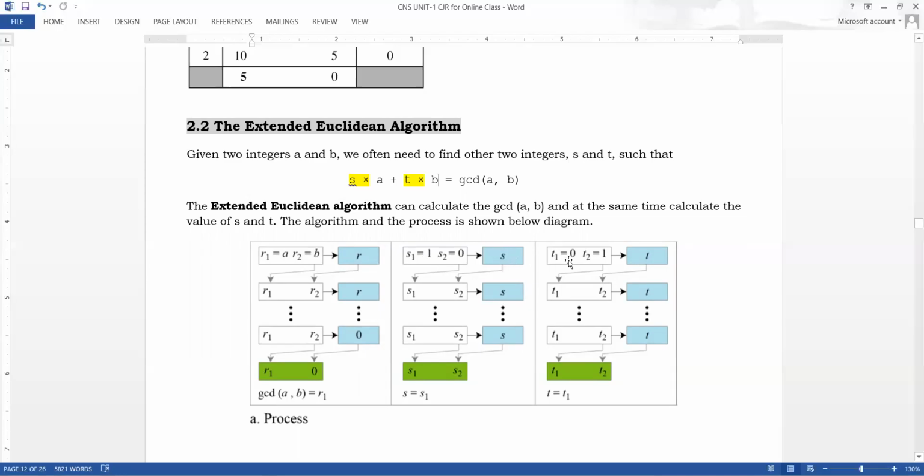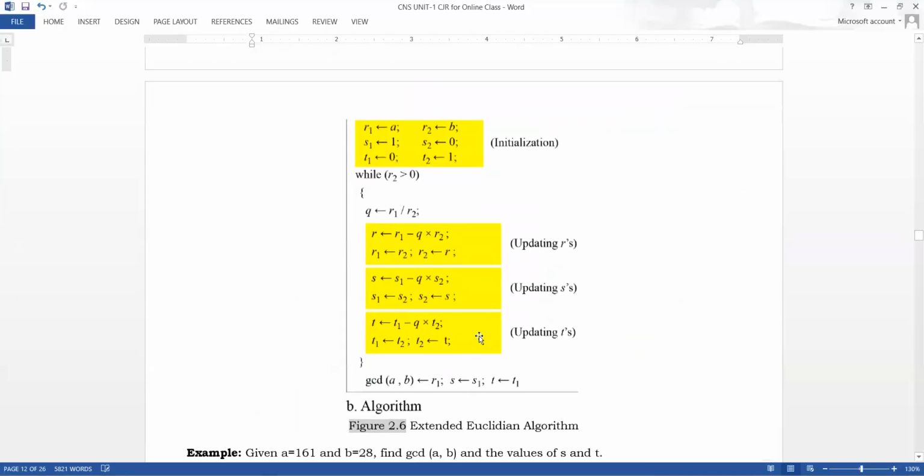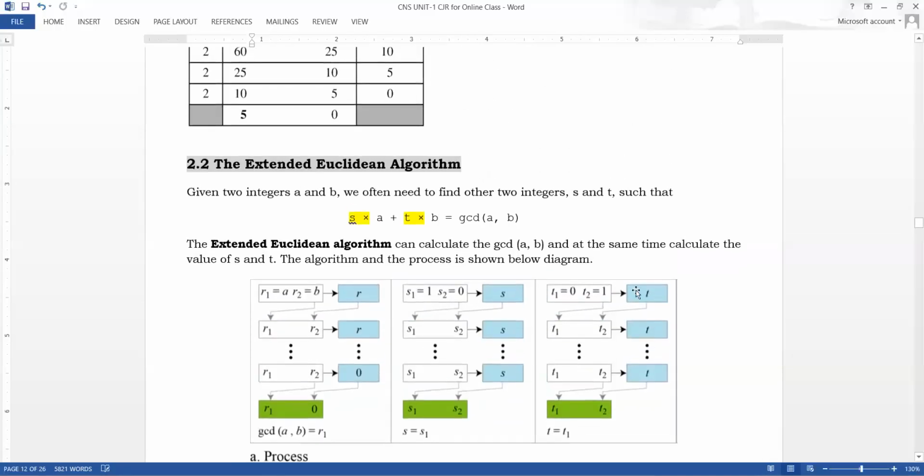In the same way, T1 equal to 0, T2 equal to 1. So you have to find T. For that also we have given the formula in the algorithm, T equal to T1 minus Q into T2, where Q is from the same process. Where R1 by R2 gave us Q, the same Q will be used here to calculate T.